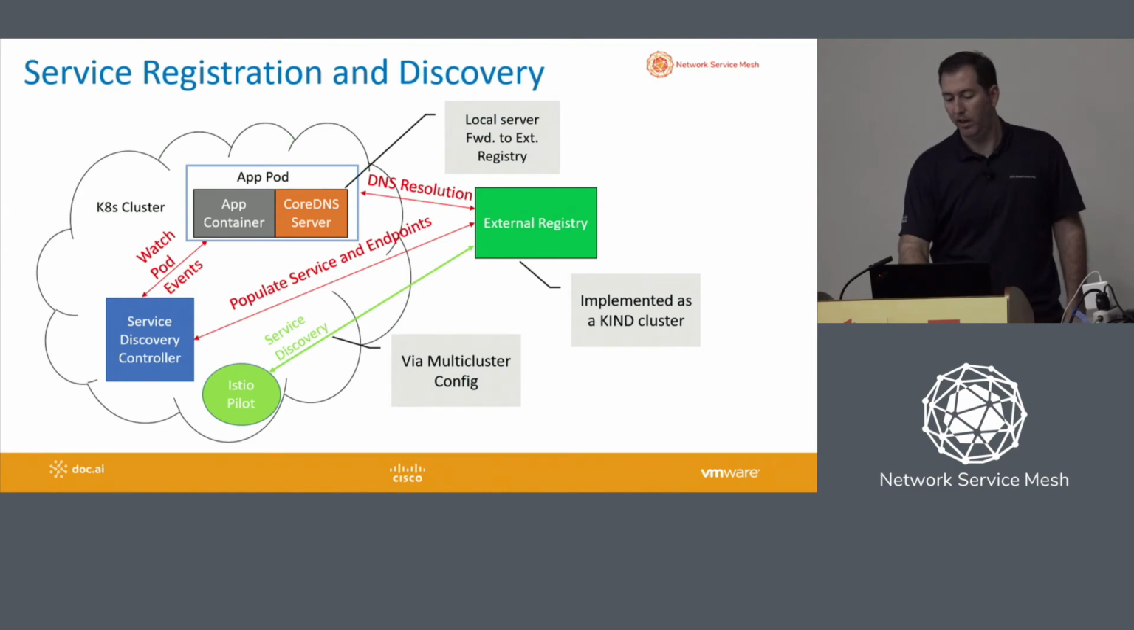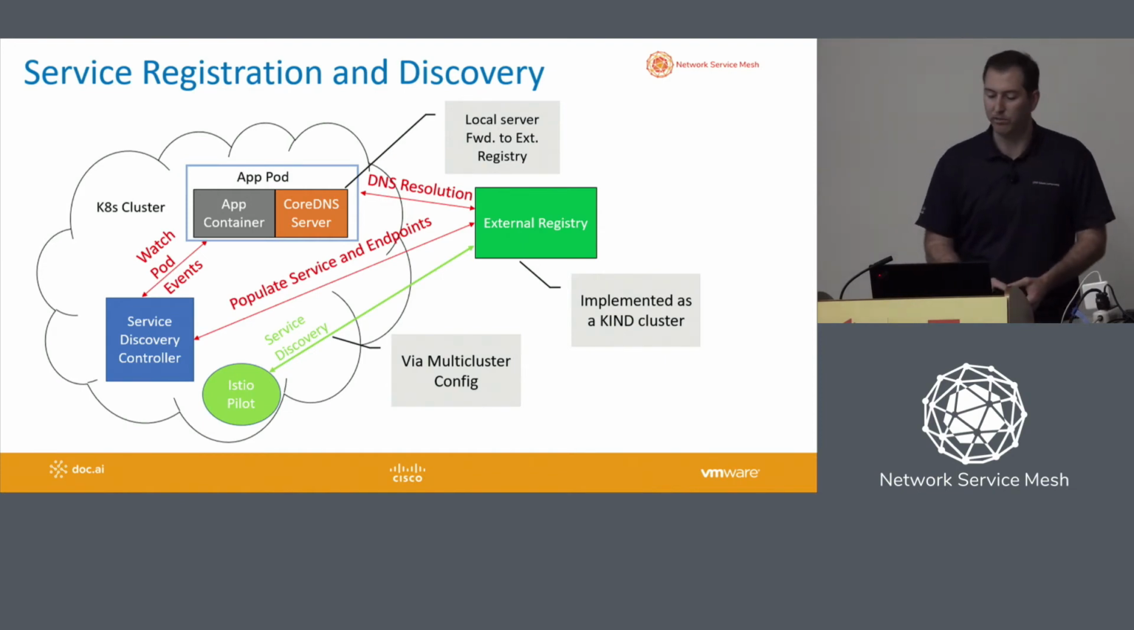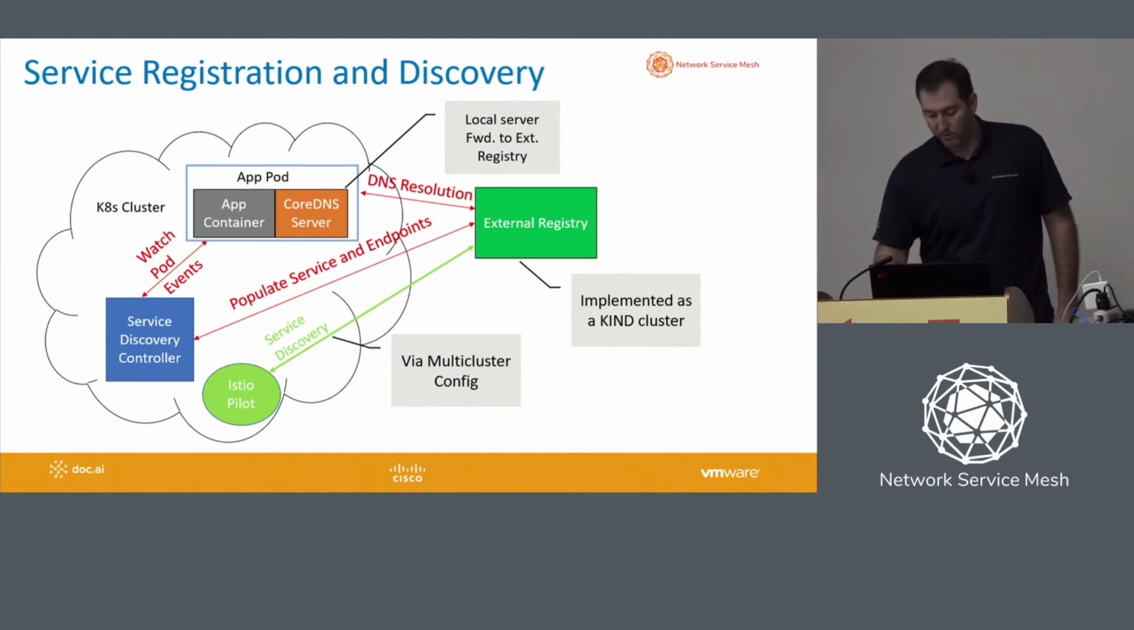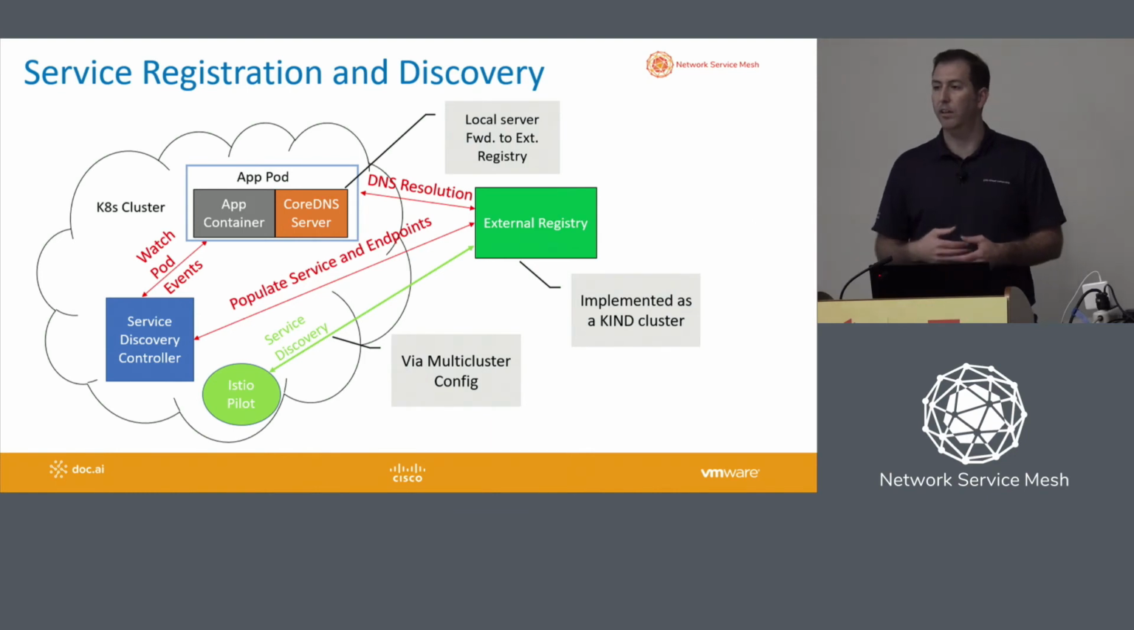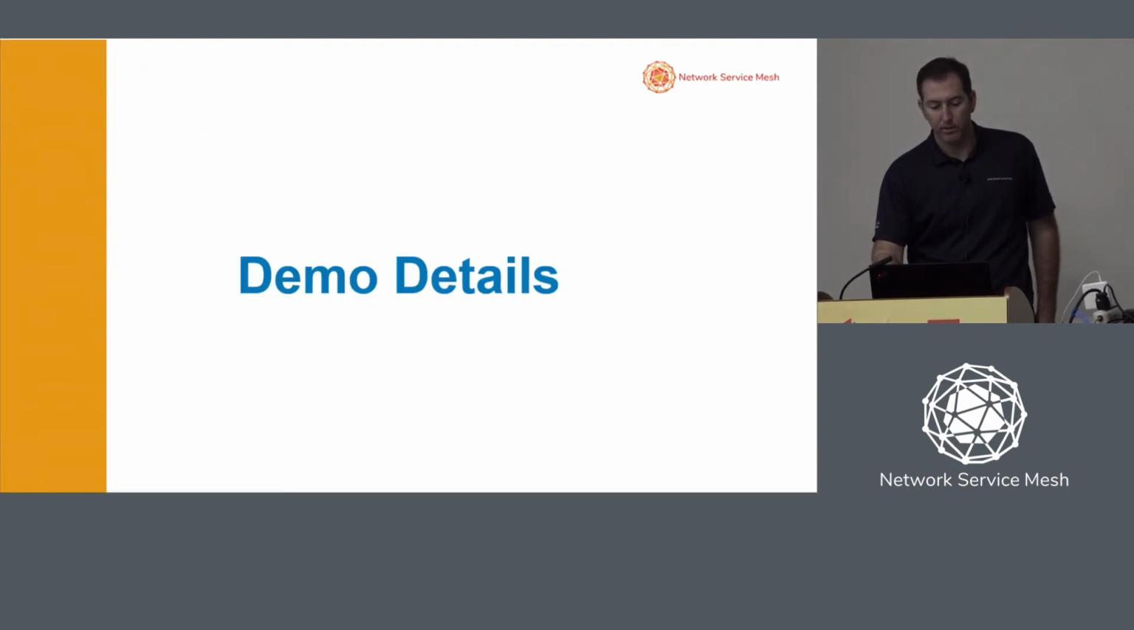So it looks to Pilot like a kind of multi-cluster model, but the only thing it's really getting is NSM-related information from what we populated in that external registry. And we implemented that with a kind cluster, so that the Kube API is the interface that Pilot leverages because it's already implemented.